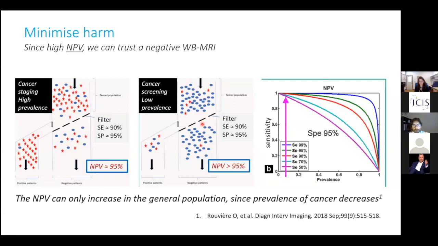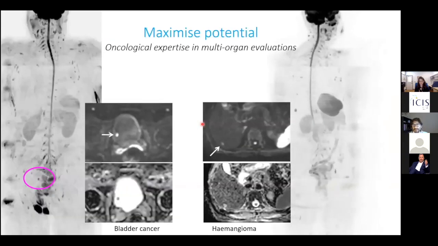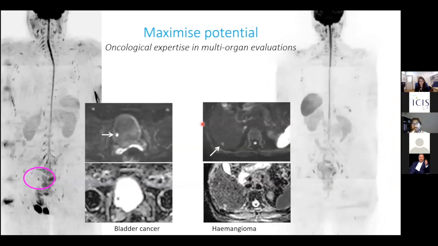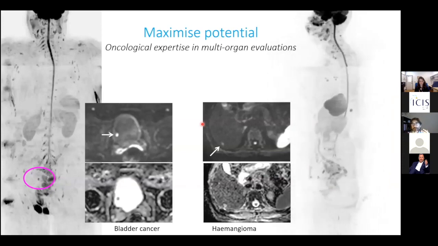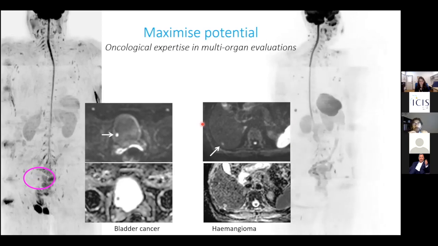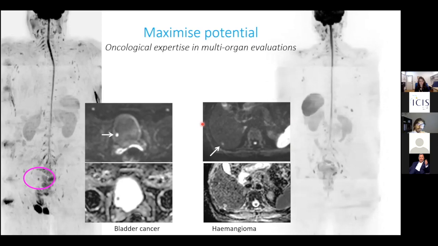In simple words, if we see a negative whole body MRI, we should trust it. On the other hand, we said we want to maximize our potential. Then we need a radiologist able to report MRI in multiple areas with oncological expertise, so that they could be able to identify a small cancer.